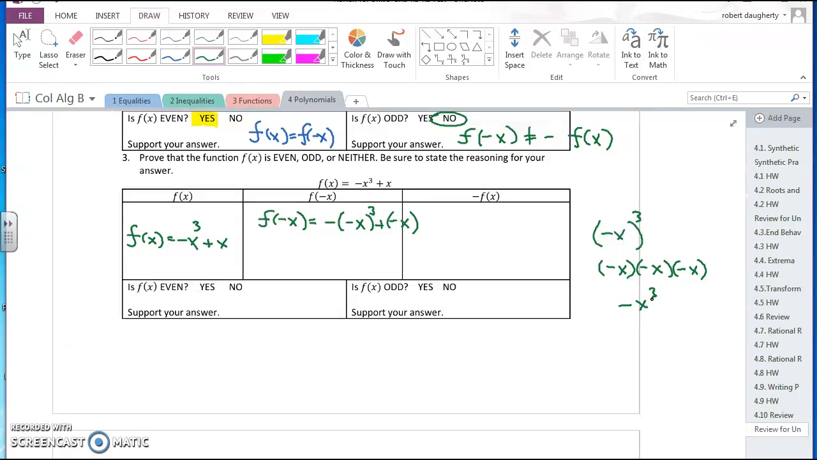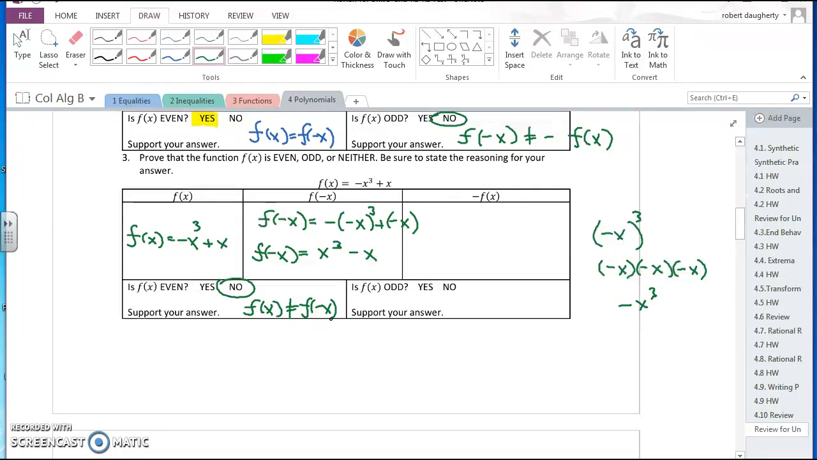And so f of negative x is going to turn out to be x cubed minus x. And I see that these first two things are not equal to each other. This is not an even function because f of x does not equal f of negative x.